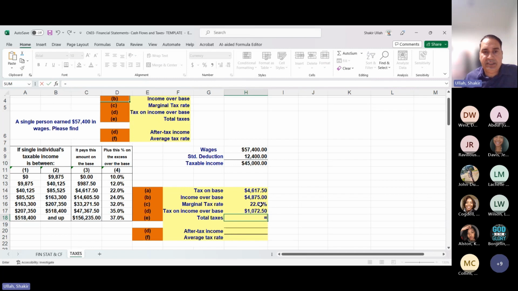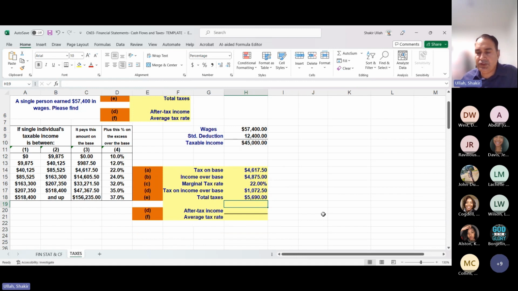What will be the total taxes? Of course, the total taxes is his tax on the base, which is 4,617, plus the tax over the base, which is $1,075.50. So the total tax liability is $5,690. All right. If you have any question, please stop me in the middle and ask your question.